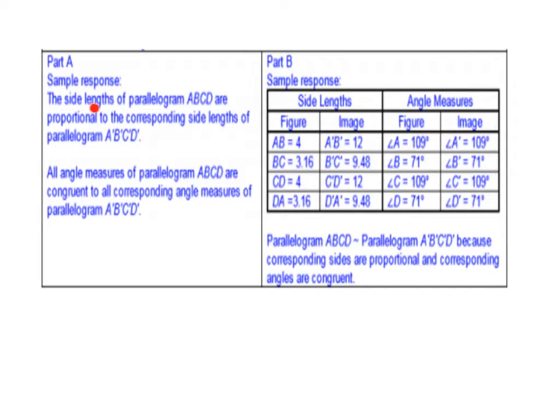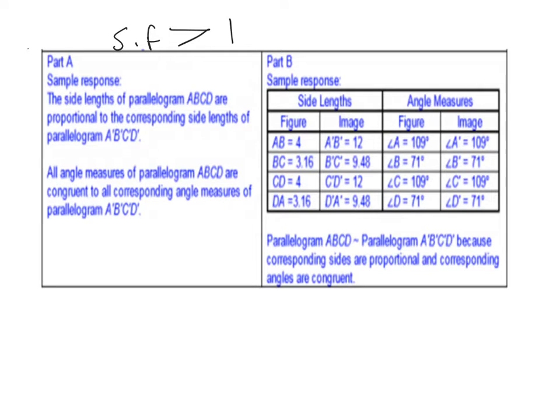So, as we said earlier, the side lengths of parallelogram ABCD are proportional to the corresponding side lengths of the image parallelogram. It is a dilation. It is an enlargement, so they're not equal. We know that we use a scale factor. I'm going to use SF. And the scale factor is greater than 1, and we know that because it's an enlargement.